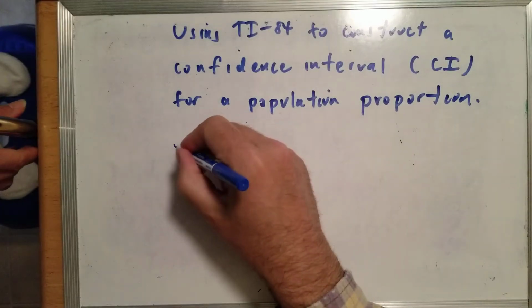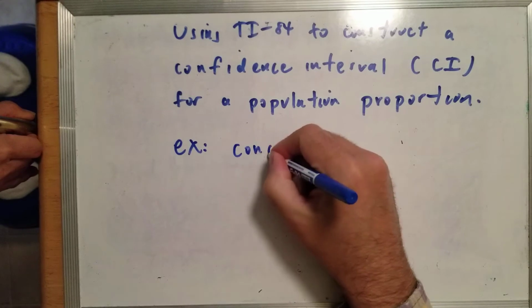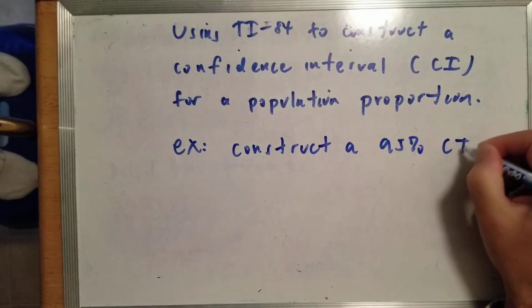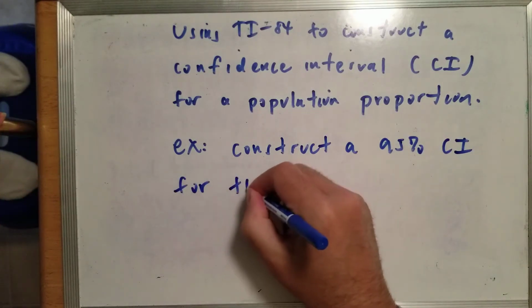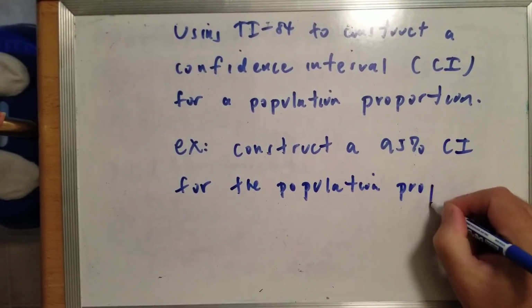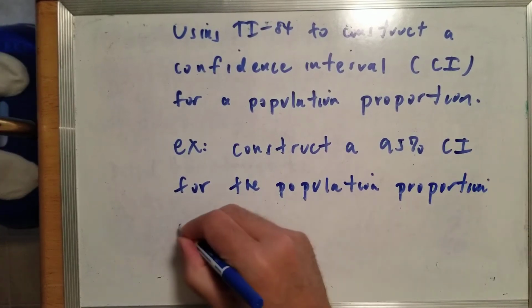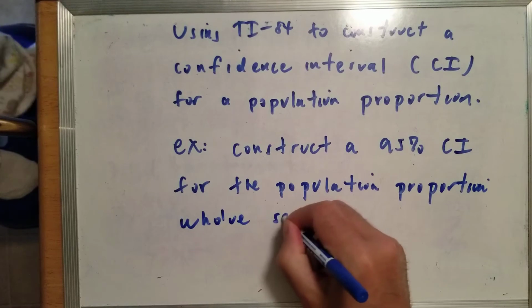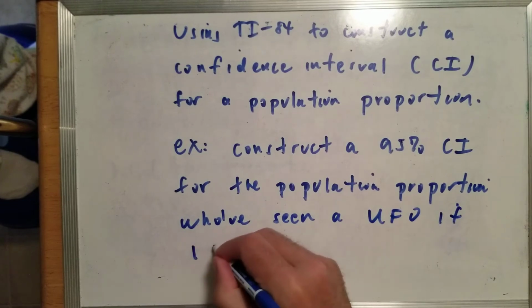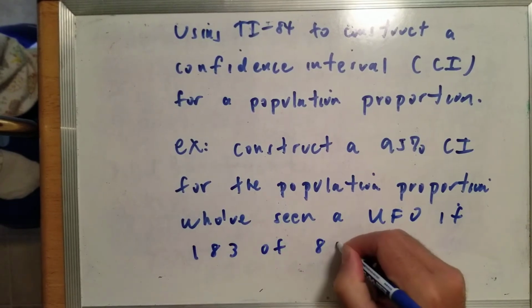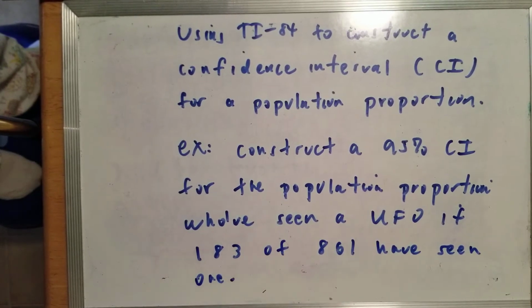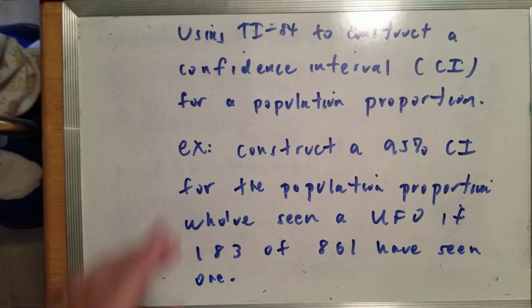So here's an example. Say, construct a 95% confidence interval for the population proportion who've seen a UFO, if 183 of 861 have seen one.